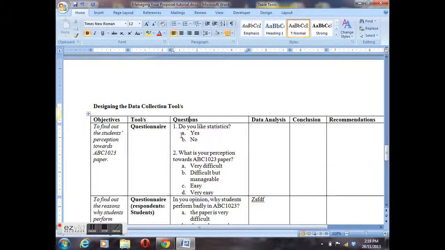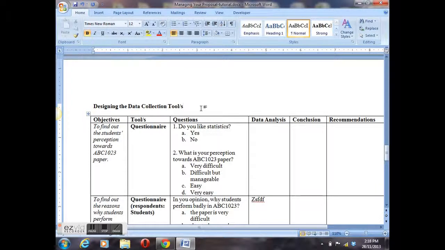And when your supervisor approves your proposal, you can collect your data. Assume that you have already collected the data. You have the data in front of you. So how are you going to analyze this data? We go back to this table, and we will deal with the data according to the objectives.